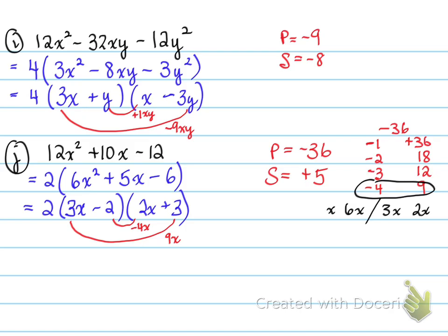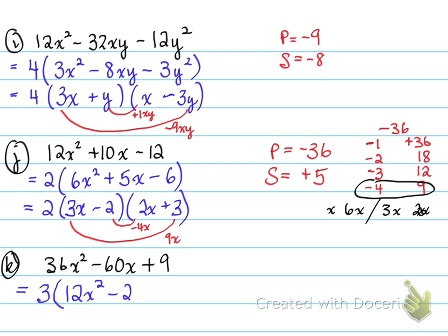All right, let's try one more example. We have our last example here: 36x squared minus 60x plus 9. Let's factor this. How are we going to do that? Well, again, we must common factor first. So I'm going to pull out a 3 that can be pulled out of all of these. So 3 gives me 12x squared minus 20x plus 3.